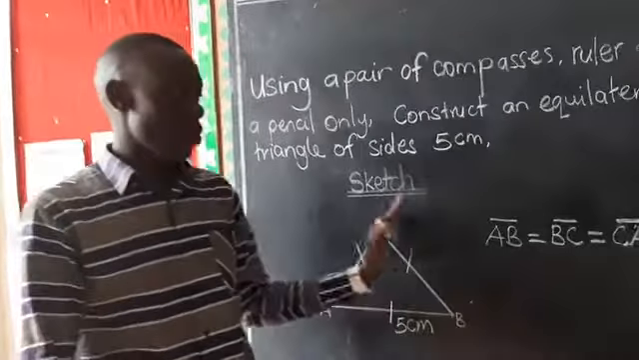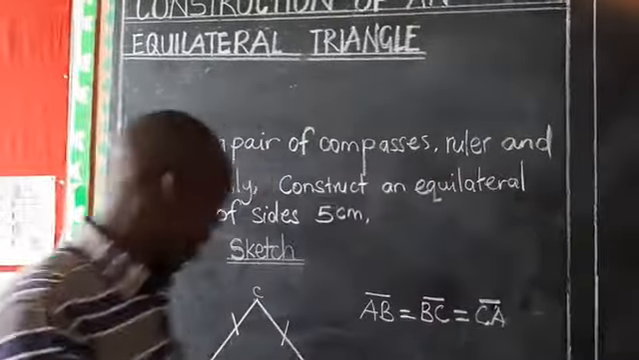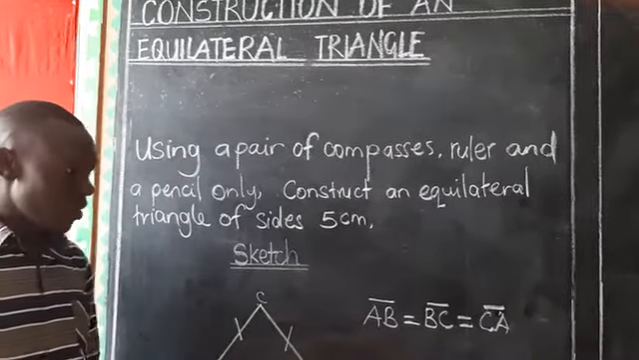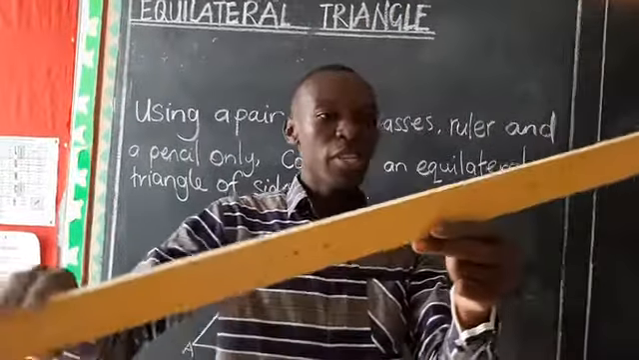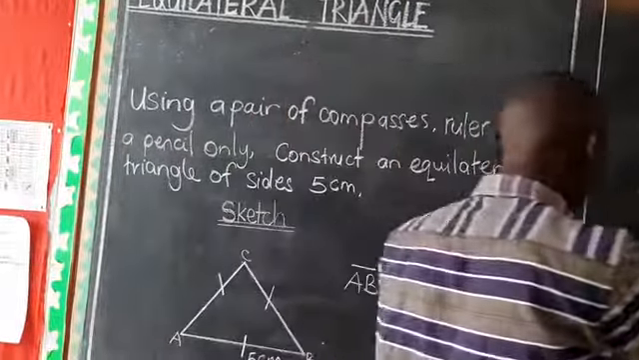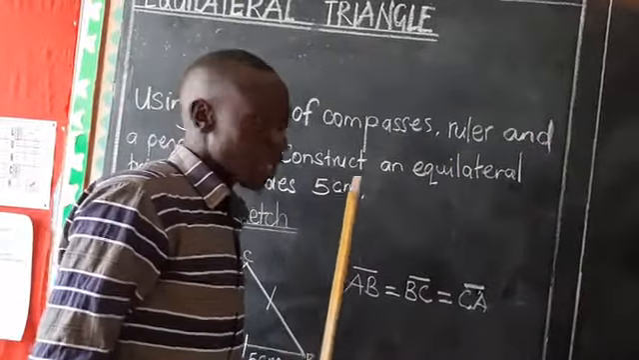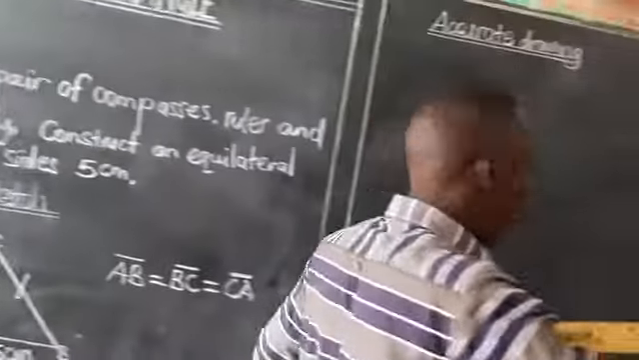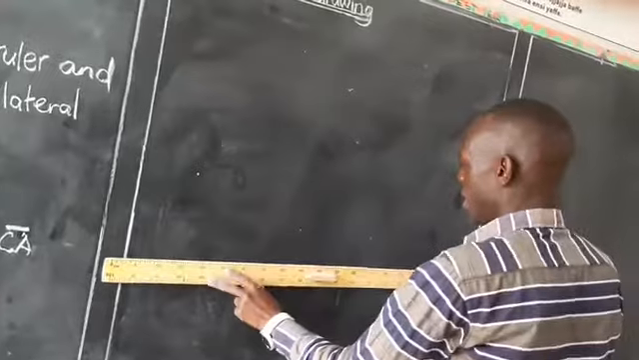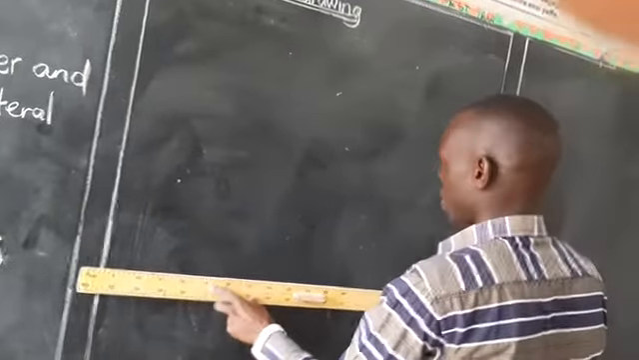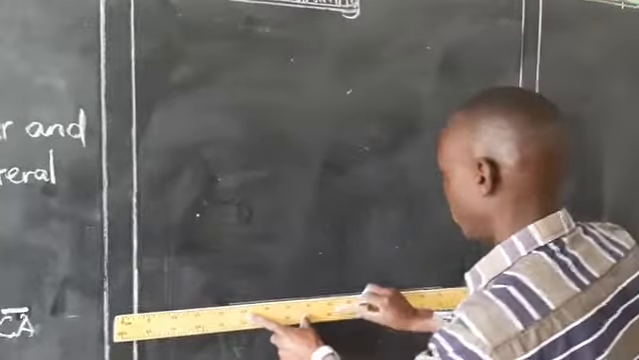So let us now go and look into accurate drawing. How we can bring the 5 centimeters. So 5 centimeters, you need to have your ruler. This is my ruler. I'm going to measure 5 centimeters on my ruler, right? As I begin drawing, we shall draw what we call the base line. The base line is going to be drawn here, like the way you can see.